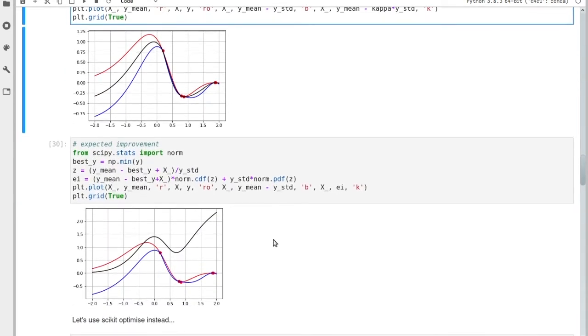Now, on the other hand, we can use expected improvement. So expected improvement instead is a closed form solution specifically for Gaussian process to say that, okay, if we know what is our best point, what is the expected improvement if we pick another point?